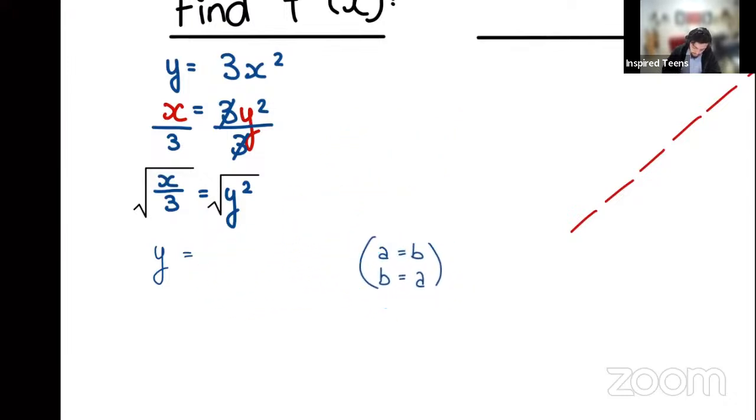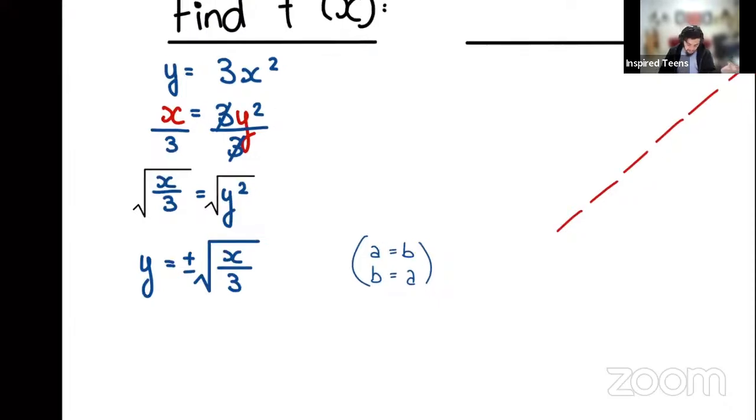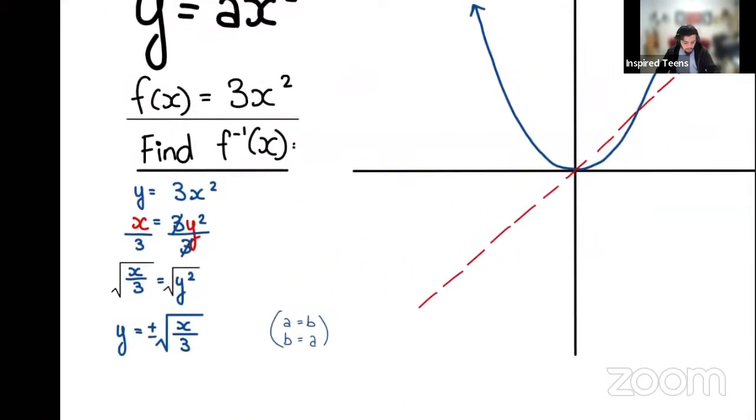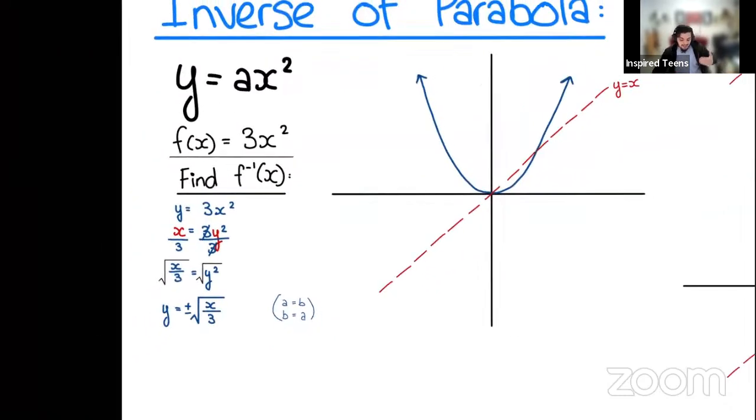Okay, that's what I'm doing. So now I have y is equal to, when you take the square root, you get a plus minus square root of x over 3. Okay, and that's the answer: the equation of the inverse of this parabola, 3x squared.